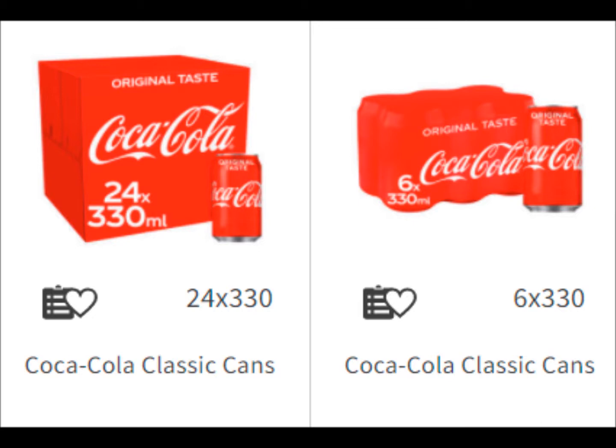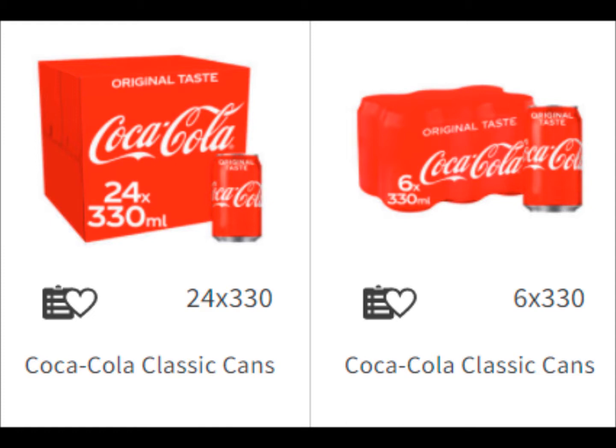So hopefully you managed to calculate that the 24 pack cost 50 pence each and the 6 pack cost 40 pence each. That means that the 6 pack in this example is your best buy, because 40p means that they are cheaper than the other 24 pack. So that is one strategy that we can use to work out the best buy options.